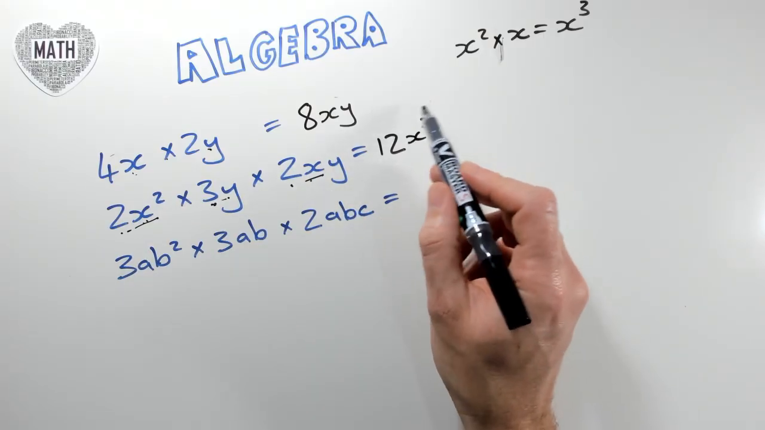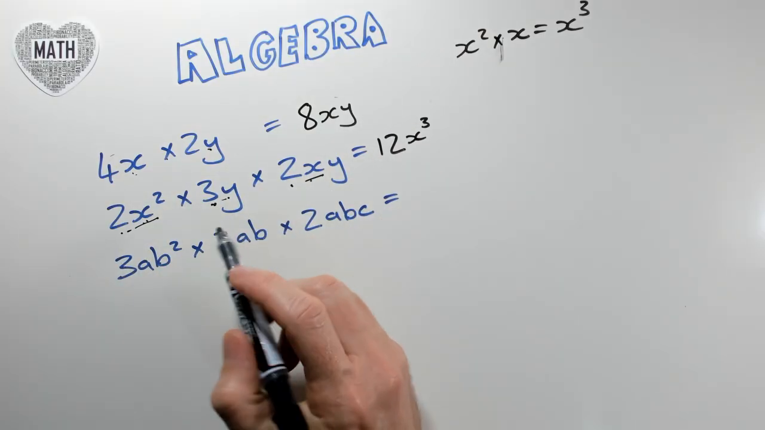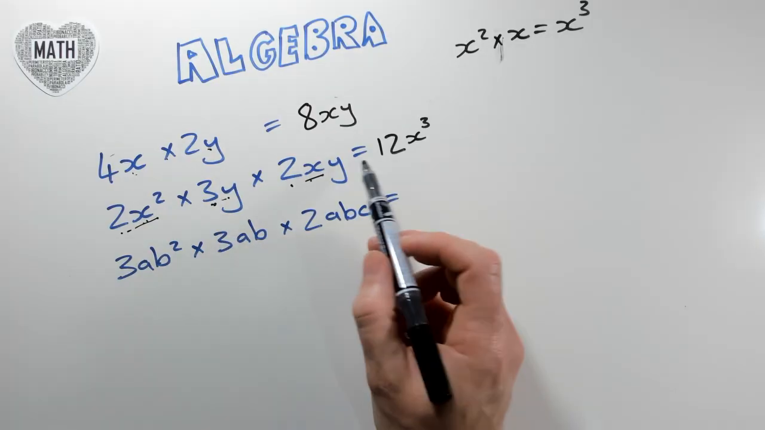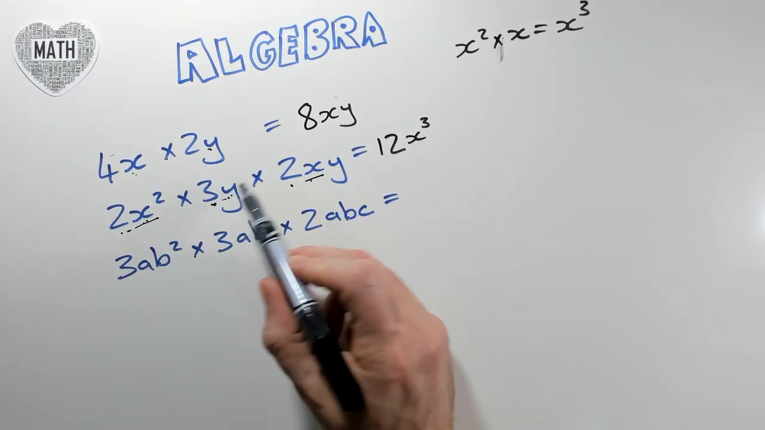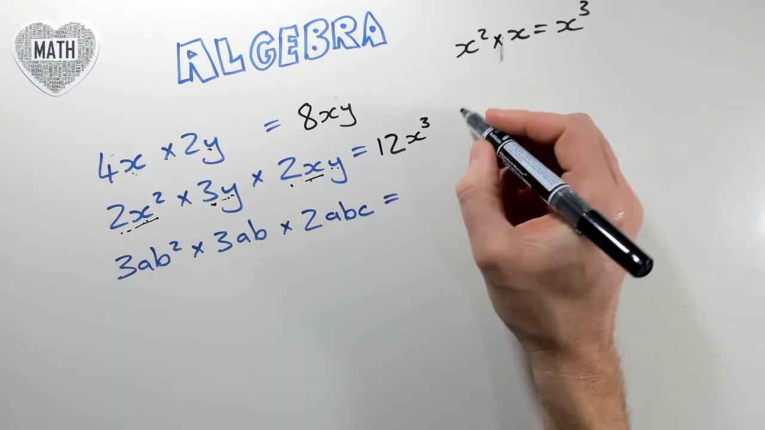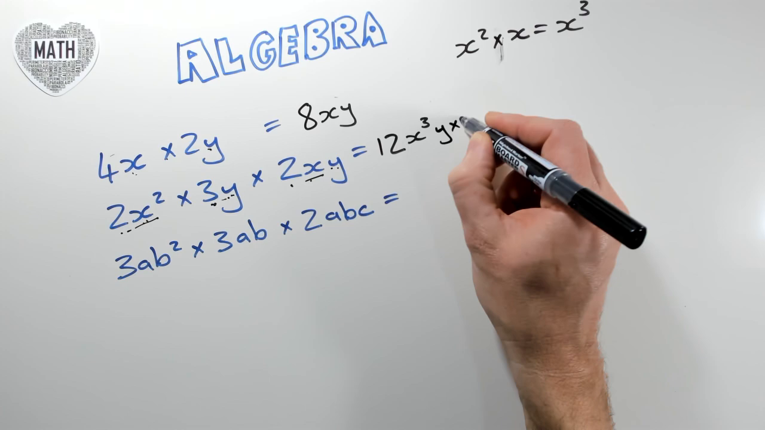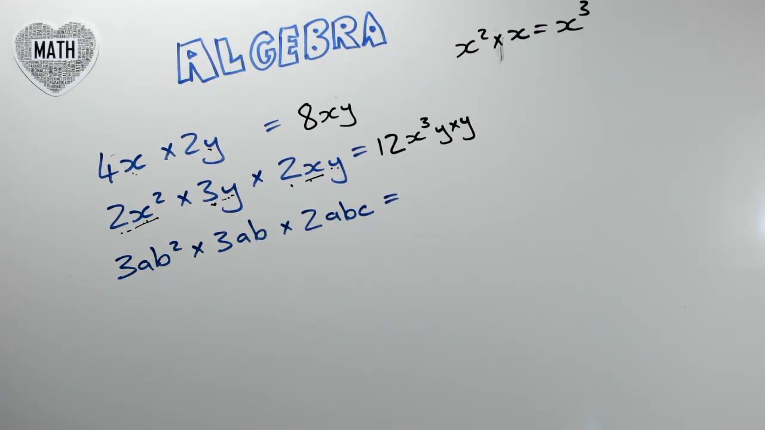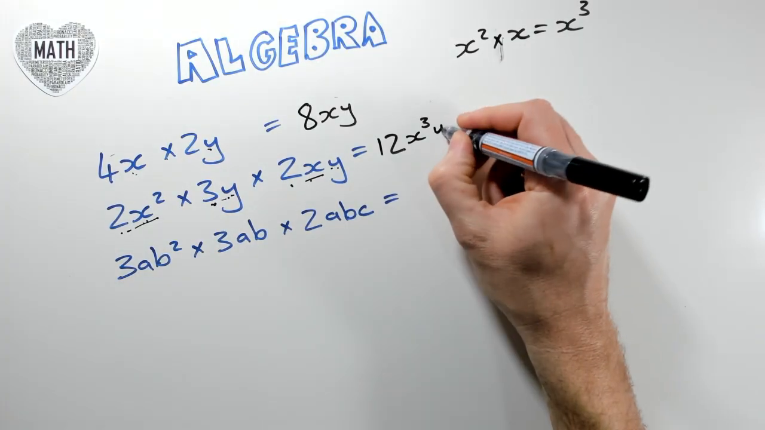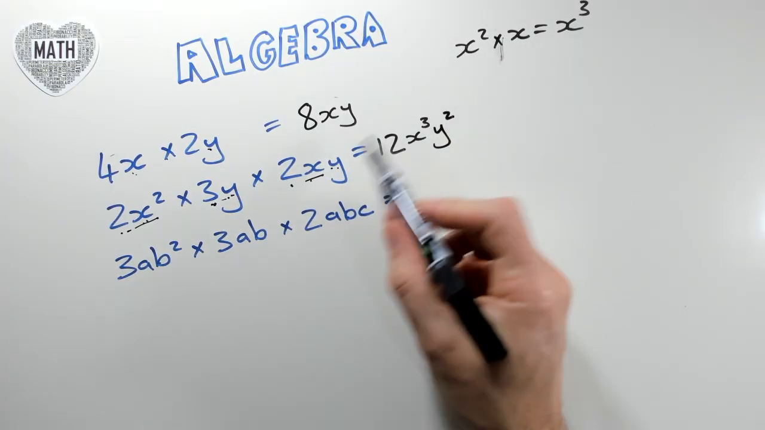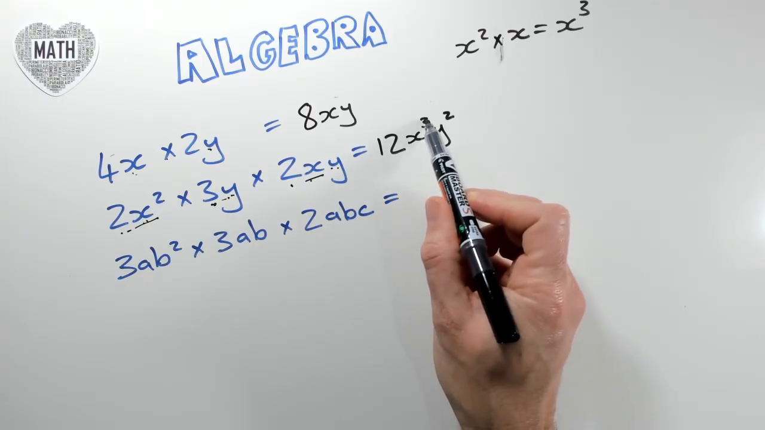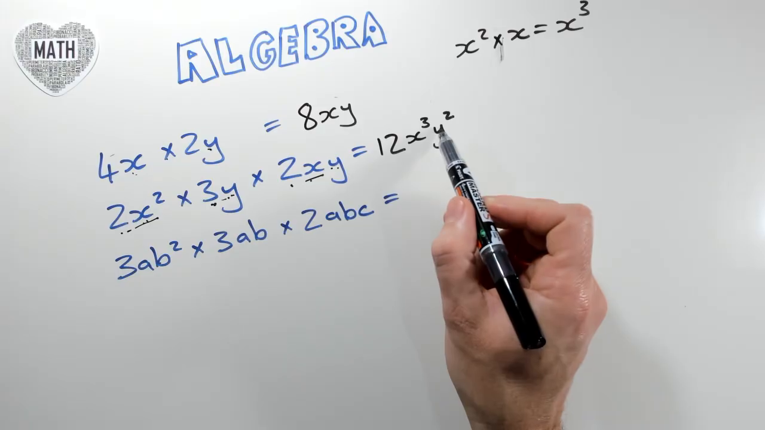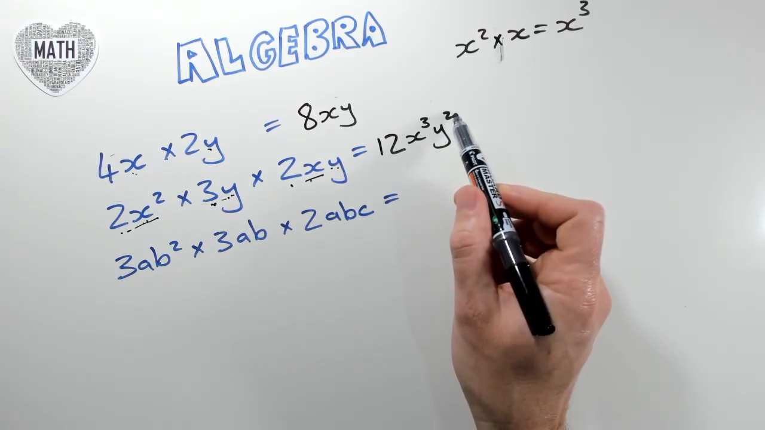Later we'll look at more advanced examples, but just get the idea that we treat all the x's the same. Next we go to the y's. There's no y here, but there's a y here and a y here, so there are 2 y's being multiplied. Instead of writing y times y, which doesn't look nice, we can write it in an easier way as y squared. This tells me that 12 is multiplied by a number that's multiplied by itself 3 times, and by another number that is multiplied by itself 2 times.